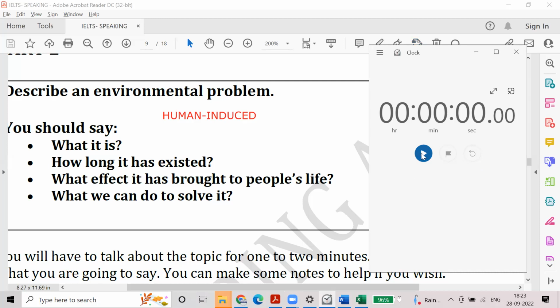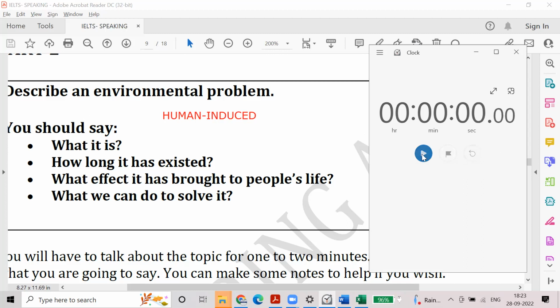So you can say something like this: due to the outburst of population as well as urbanization or concentration of population in urban areas, okay, there has been an increase or hike or rise in the environmental problem. Okay, so 10-15 seconds you are going to use. You can use any of these sentences.